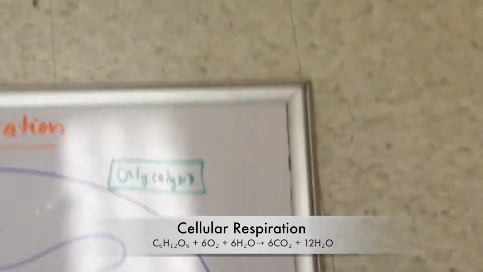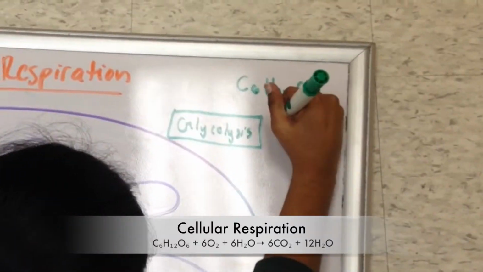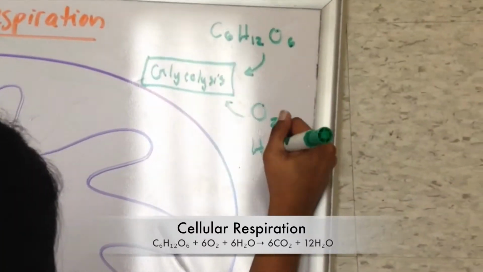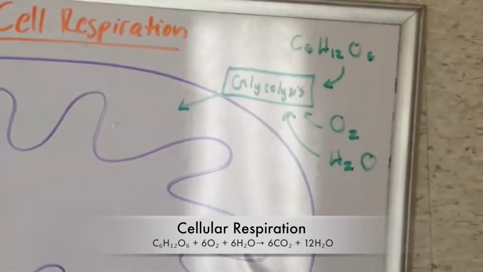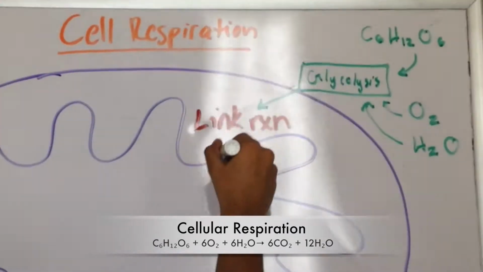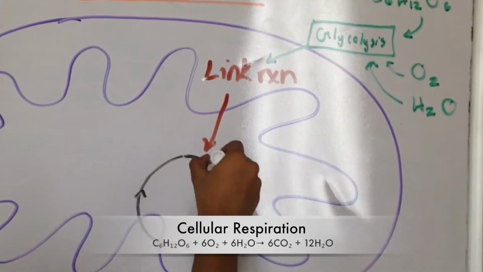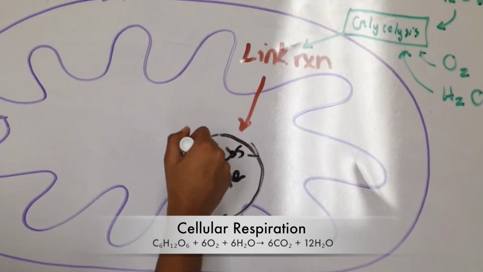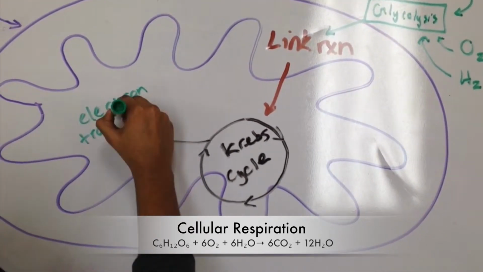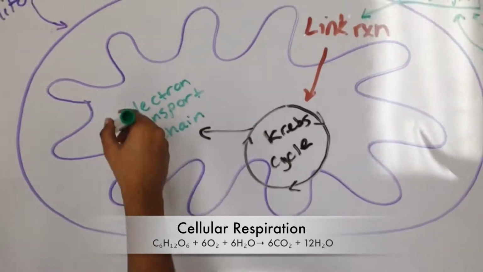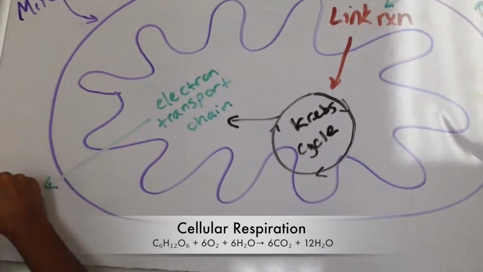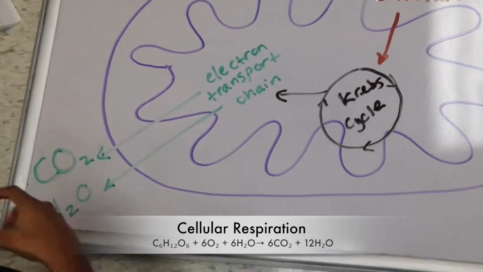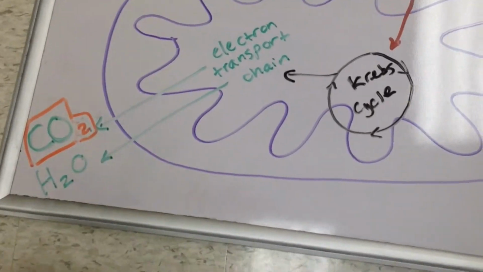These three components, including glucose, water, and carbon dioxide, go into the process of cellular respiration, where we first start with glycolysis, which goes into the link reaction, leading to the Krebs cycle, and then proceeding to the electron transport chain, which produces carbon dioxide and water, where the carbon dioxide then continues through the carbon cycle.